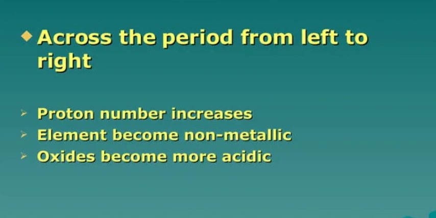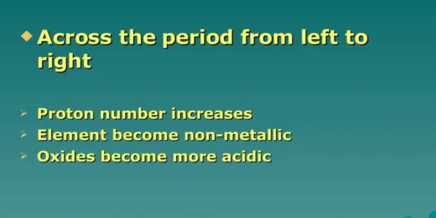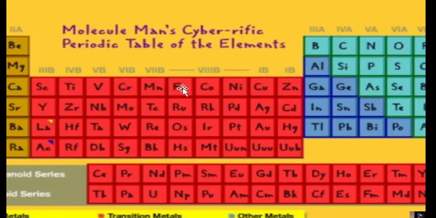What are the trends you will notice about the period when you are moving from left to right? The proton number increases from left to right. Obviously, you will notice that calcium here has the proton number of 20, but zinc on this other hand has the proton number of 30. The elements become non-metallic as you are going from left to right. As you notice, calcium here is a metal, but going down to this side, bromine becomes a non-metal. So it's converting from metals to metalloids to non-metals basically.